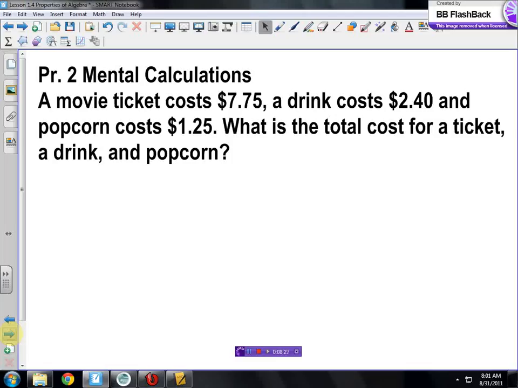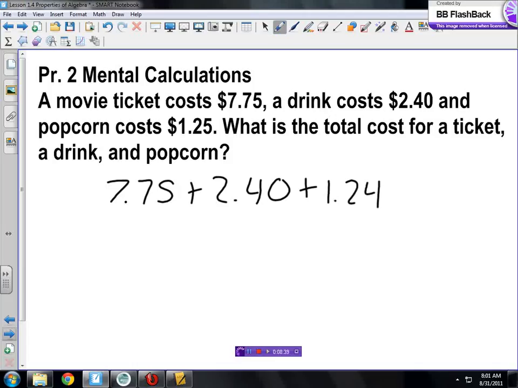So how are we going to do this? Without a pen and paper, you try to add. So we're going to say this is $7.75 plus $2.40 plus $1.25. And then you start thinking, well, $7.75 plus $2.40, that's 9, and then you add the change, and you have to carry a 1, which makes a 10. It's kind of tough, isn't it? Oh, 125, yeah. There we go. That looks better.